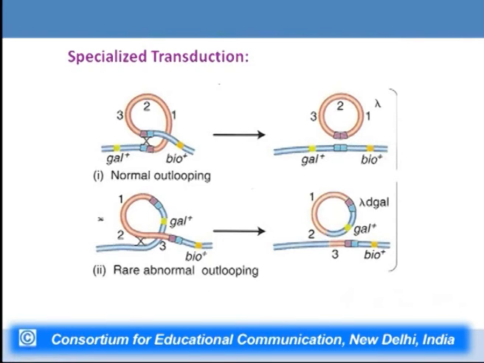In a normal outlooping case, the phage DNA which has integrated into a bacterial chromosome will be excised out completely. There won't be any remnants remaining in the bacterial chromosome. Also, it will not be carrying any extra gene of the bacteria. Whereas in the case of abnormal outlooping, there would be a part of bacteriophage DNA left in the E. coli chromosome, and the bacteriophage DNA which is excised out will be carrying one or more genes of the E. coli. So it forms a lambda D, that is, a defective bacteriophage DNA.